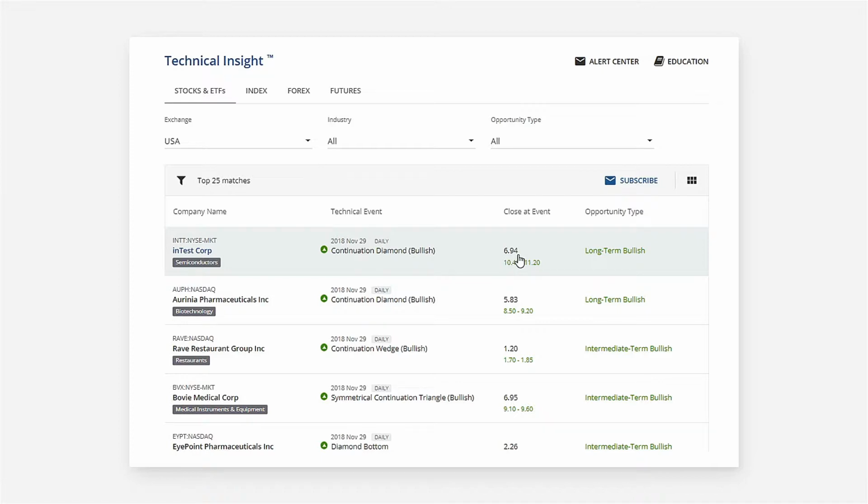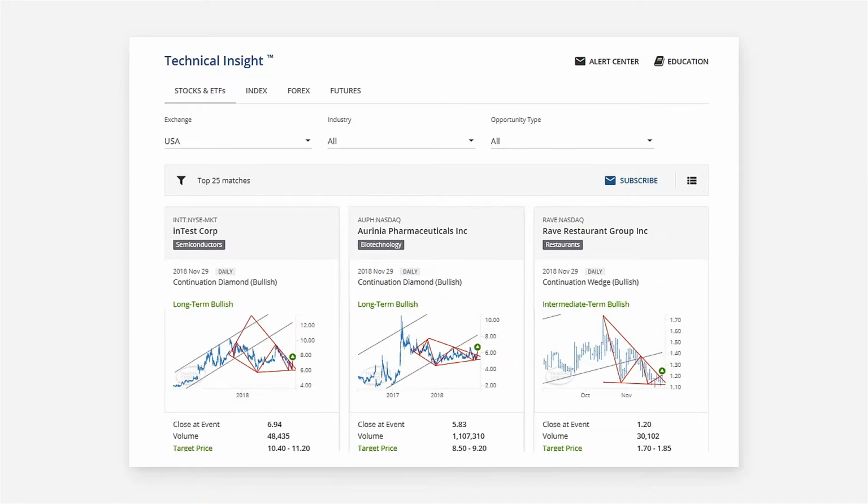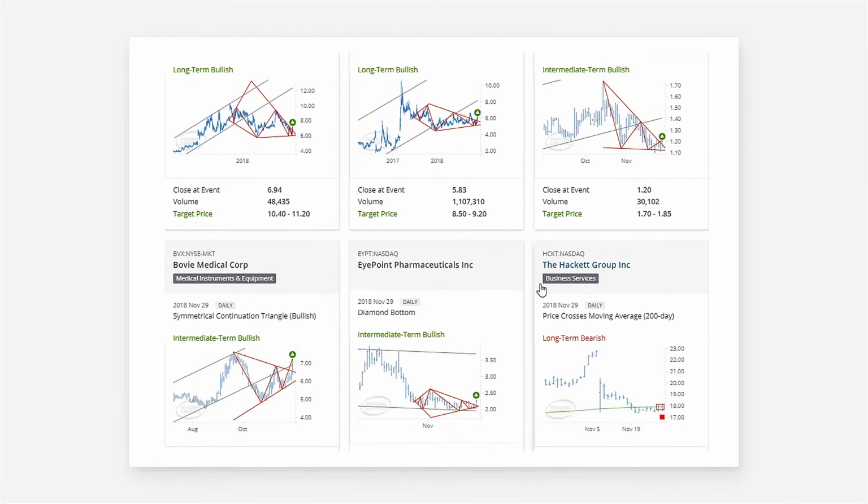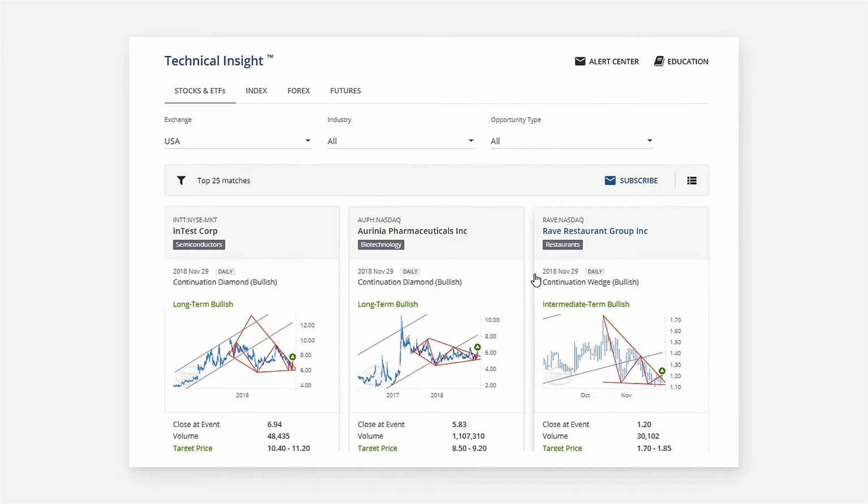Watch how I can switch to a chart view. Some of our customers love this easy way to scan through the charts and decide which ones to click on for a closer look.